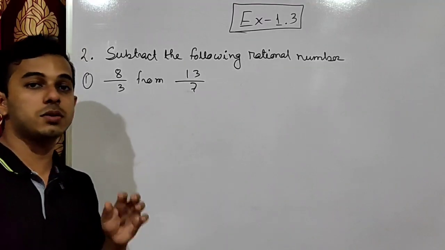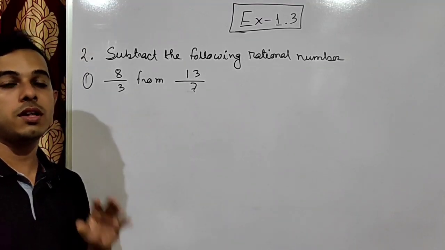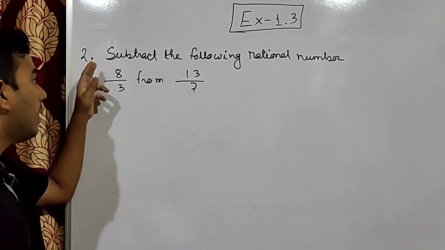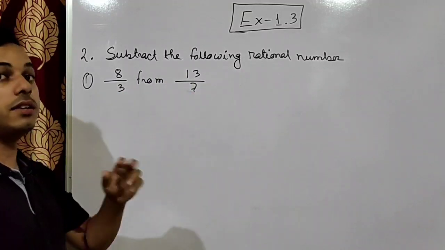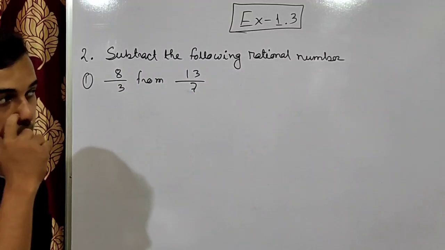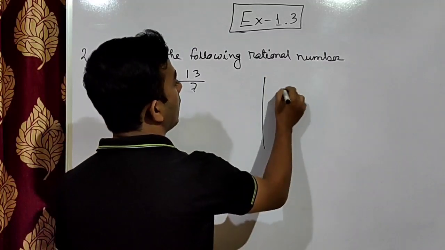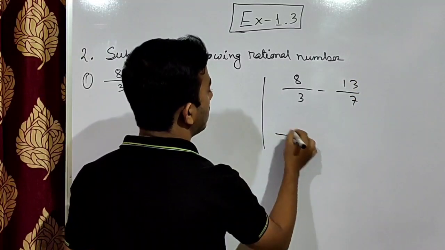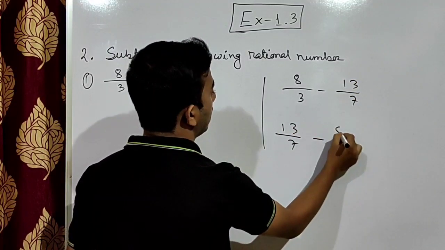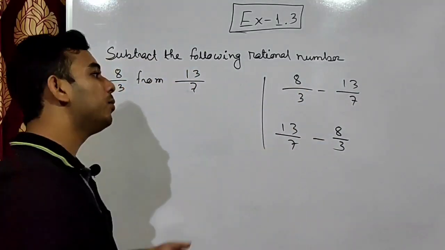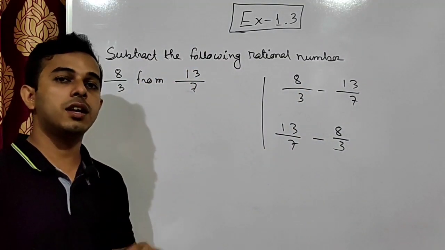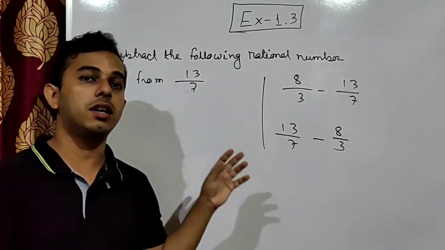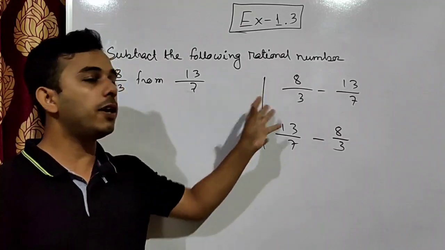Next, we have to decide which rational number is subtracted from which one. This is the most important thing in subtraction. Now if we subtract 8 by 3 minus 13 by 7, what does this mean? Look, 8 by 3 minus 13 by 7, and 13 by 7 minus 8 by 3. Both cases are totally different. In the first case we have subtracted 13 by 7 from 8 by 3.